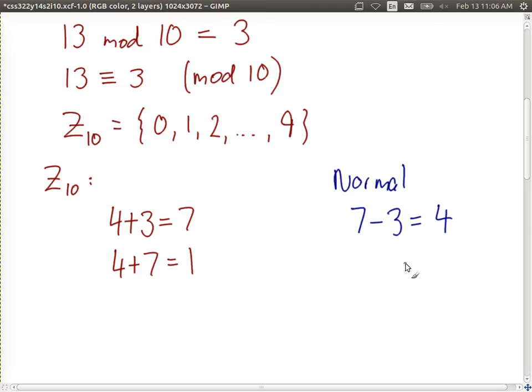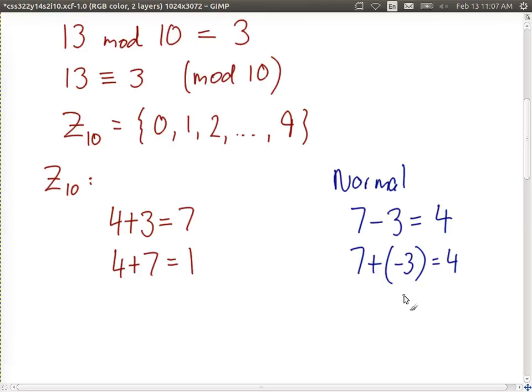Okay. So in normal arithmetic, 7 minus 3 is really the same as 7 plus minus 3. Subtraction is just addition, where the number that we add is the negative of the number we're subtracting. And that, more precisely, is called the additive inverse. Negative 3 is the additive inverse of positive 3. When we add two numbers together and we get 0, then those numbers are called the additive inverse of each other.